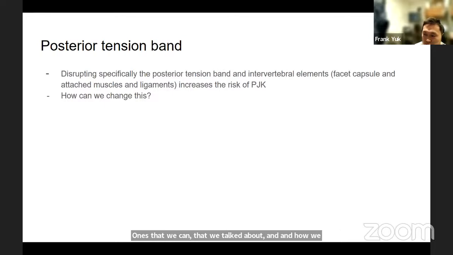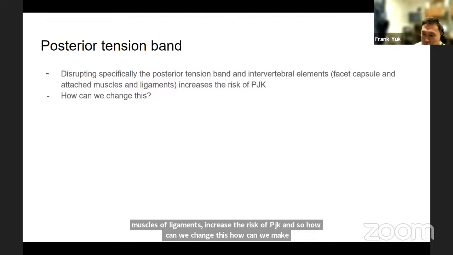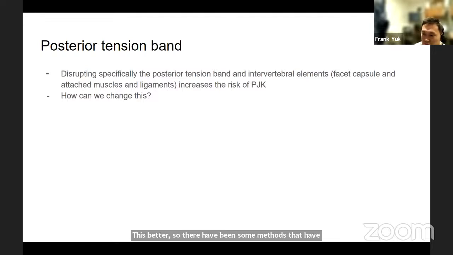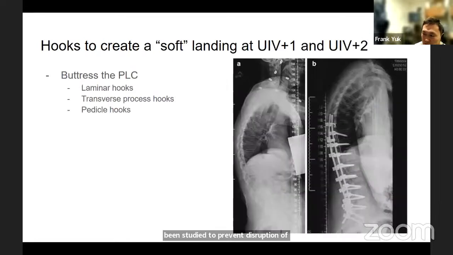Disrupting the posterior tension band, the PLC, especially the interspinous ligaments and the facet capsule, and the attached muscles and ligaments, increases the risk of PJK. So how can we change this? How can we make this better? There have been some methods studied to prevent disruption of or strengthen the posterior tension band. One option is to create a soft landing at the UIV and UIV plus 1 and 2.